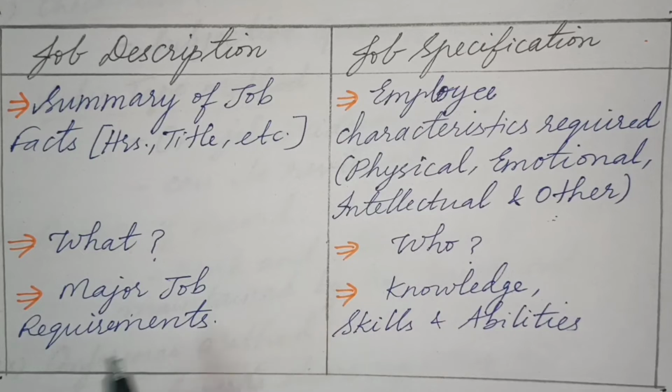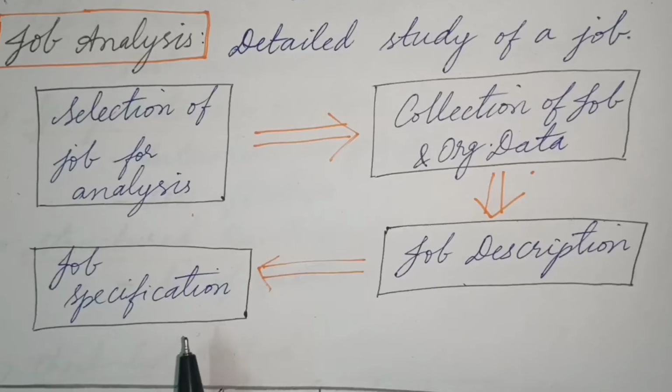The next one is that job description provides you with the major job requirements. So when you finish job description, the result would be that you'll get the major job requirements that are required for anyone to do this job. That is, what does this job demand? When we look at job specification, it would provide you with details of the knowledge, skills, and abilities that will be required to perform this job.